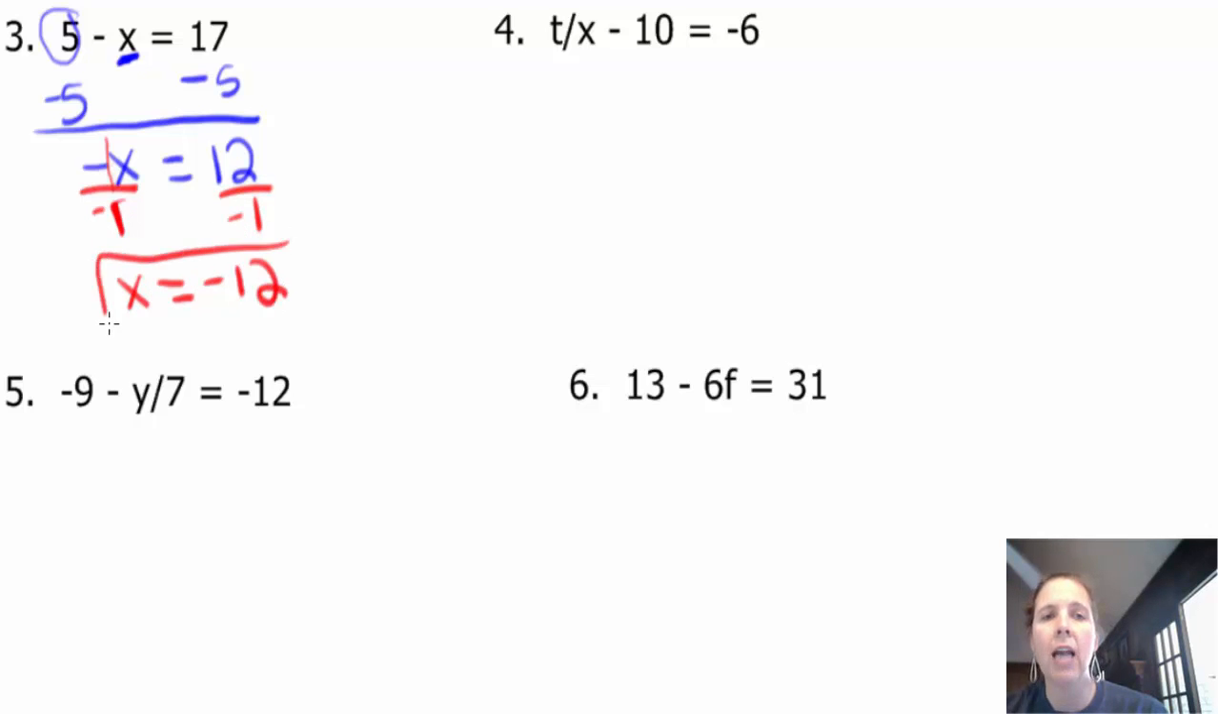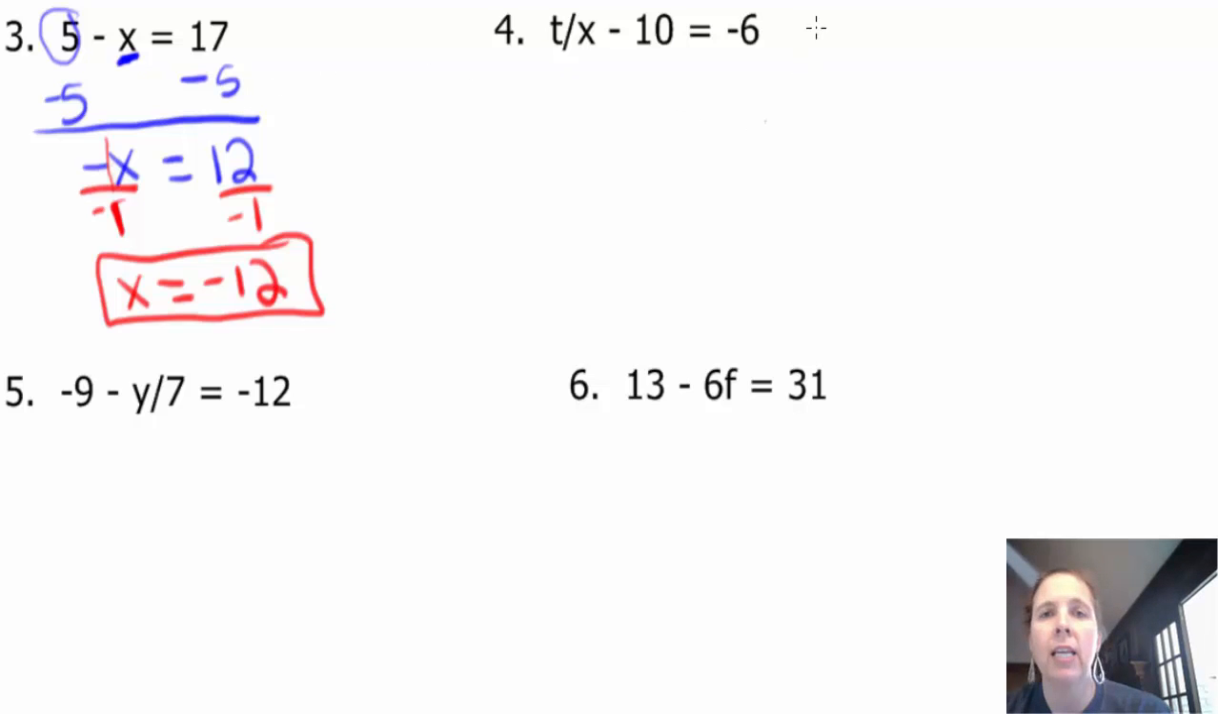You will do this enough, and if you already know this, you don't have to do this step. If this is just negative x, it's just going to end up changing the sign over here. It's going to give you the opposite, because dividing by negative just gives you the opposite number.